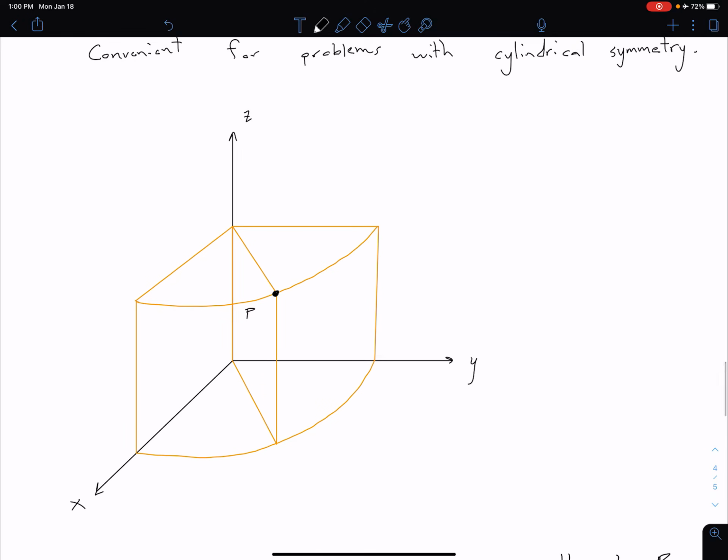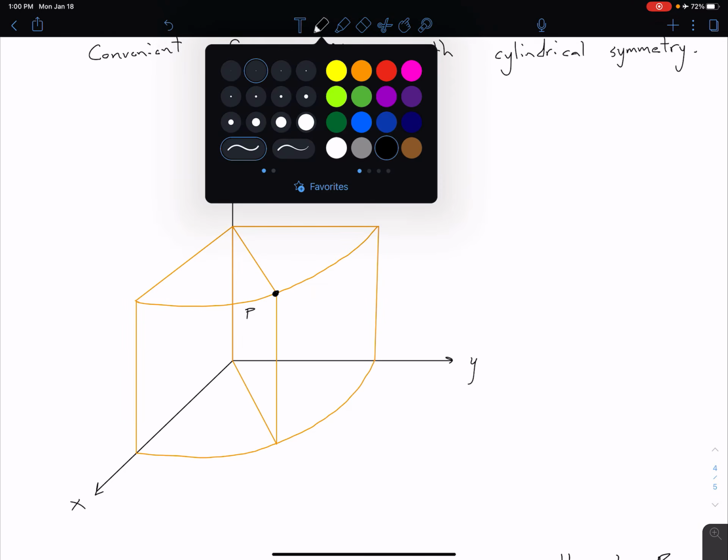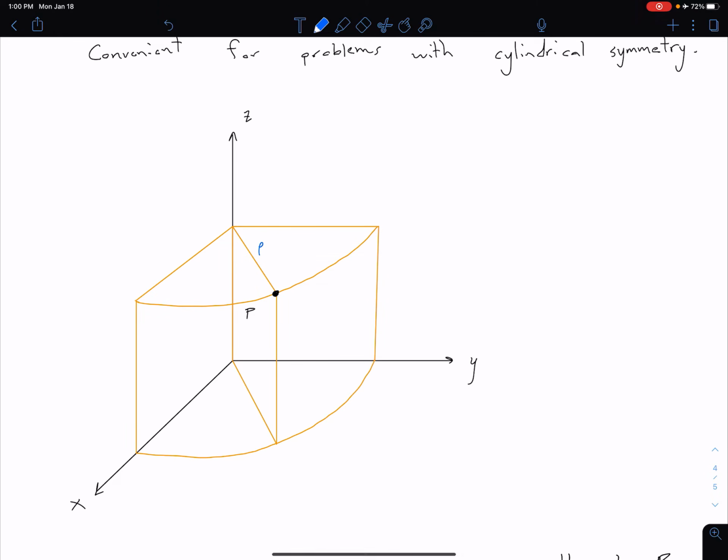If we come up here, we can see that the distance from our z-axis, in the plane of P, is going to be our distance rho. So along the top there, that's going to be our rho distance. We can call this distance here our rho.